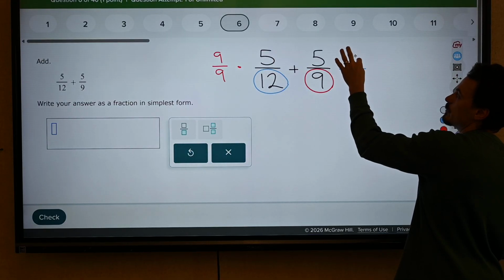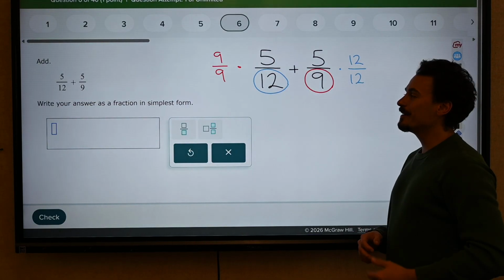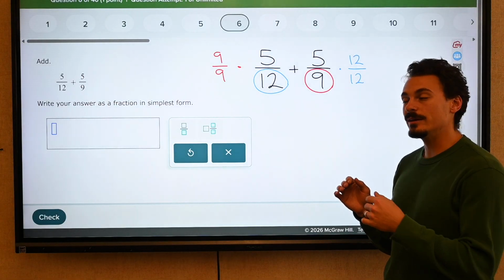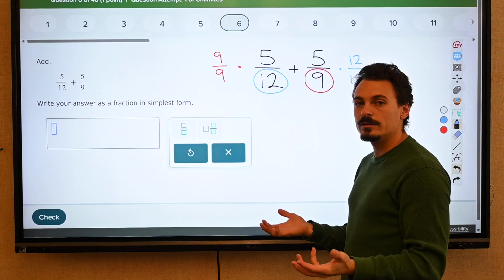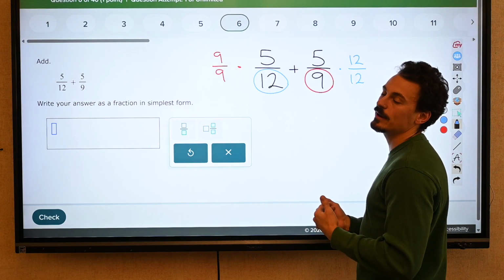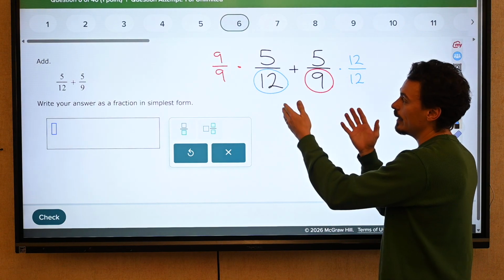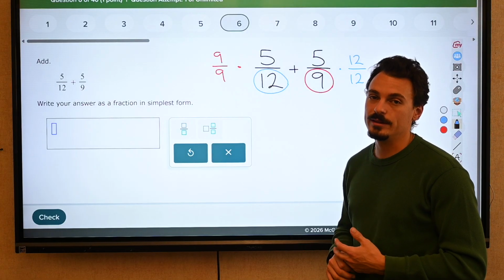This is a math trick. I don't know what it's called. But essentially what you're doing is you're multiplying the bottom numbers together to get a common denominator, right? Even though this might not be the best common denominator, it will always get you a common denominator in the end.